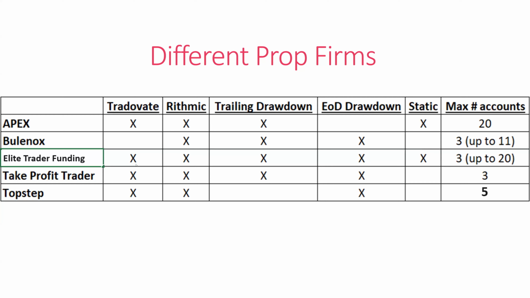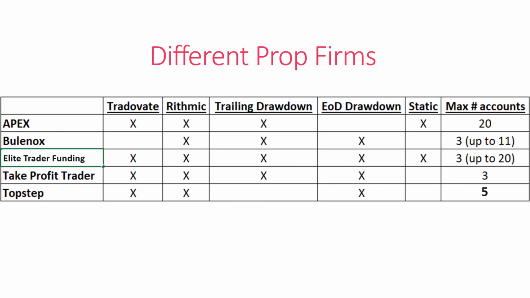Take Profit Trader, they do offer both Rhythmic and TraderBait, and it's kind of weird because your evaluation is end of day drawdown, but once you hit funded, there's both end of day and trailing drawdown. But the beauty of Take Profit Trader is that you can request a withdrawal every single day, as long as you hit the maximum threshold of each drawdown account.